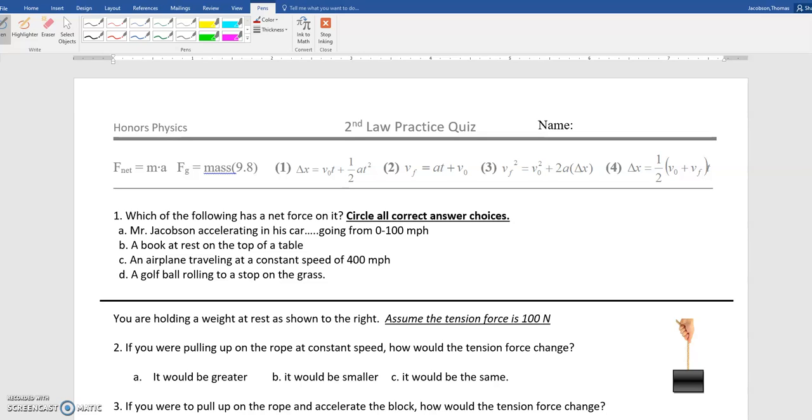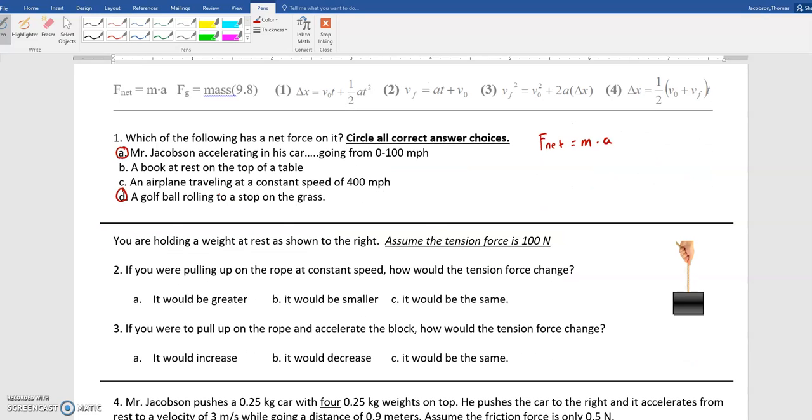Number one says, which of the following has a net force on it? What you guys need to know is that if there is a net force, by Newton's second law, there is an acceleration. So you're just looking for objects that are accelerating, which are objects changing speeds. In that case, it is A and it is D. The other two objects are at rest or at a constant speed, which means there is not a net force on the object.